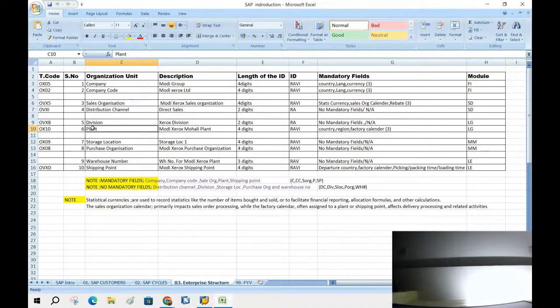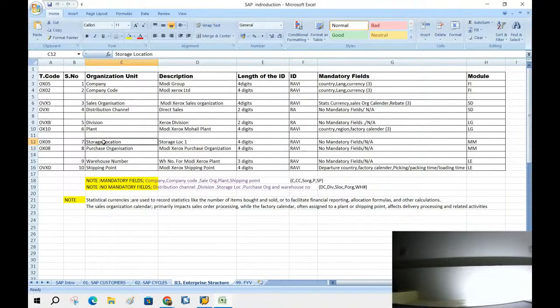After manufacturing in the factory, where do they keep the Xerox machine? They'll keep it in a godown or a warehouse. That godown or warehouse in SAP is called a storage location. What is it called? Storage location.